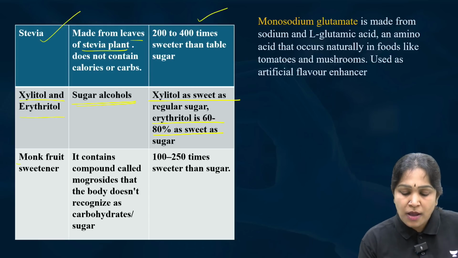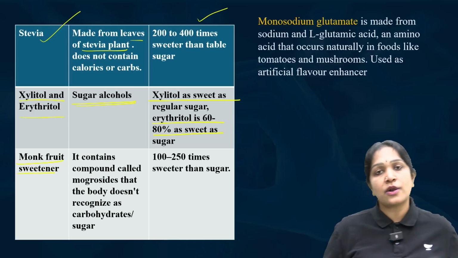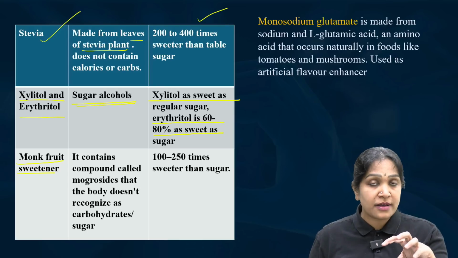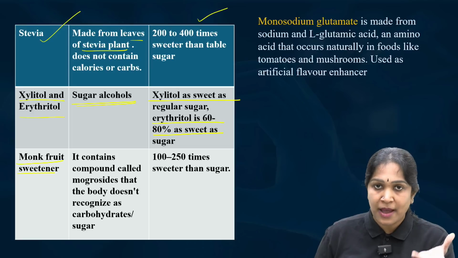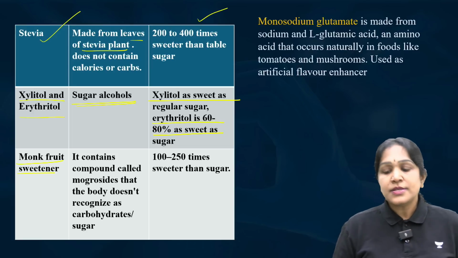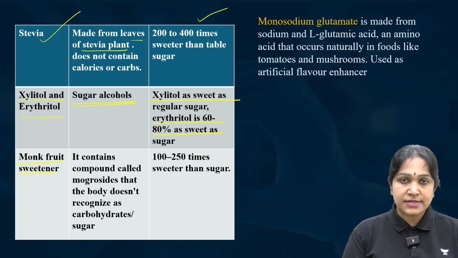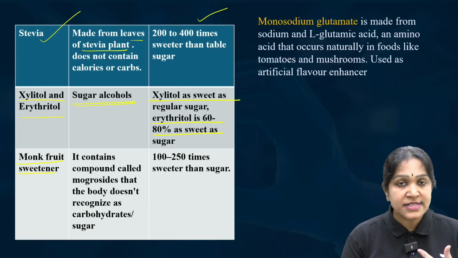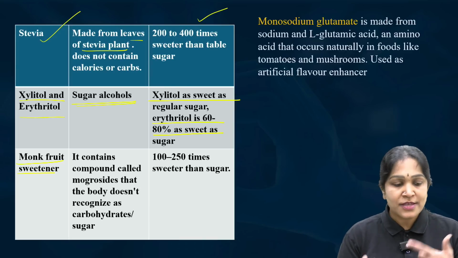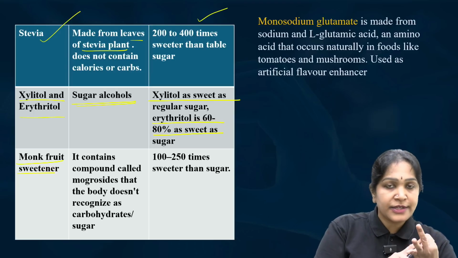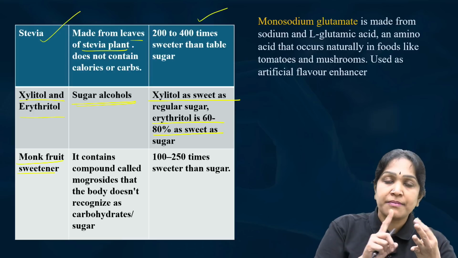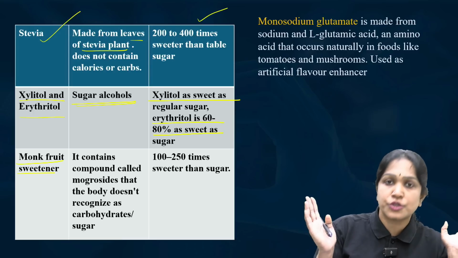Okay. Next, monk fruit sweetener. This also cannot be called an artificial sweetener because it is also made from a fruit, a plant substance called monk fruit. Okay. So these are the artificial sweeteners, or the sweeteners which are not sugars, or the sweeteners which are modified sugars. Sucralose, xylitol, erythritol are modified sugars. Aspartame, neotame, etc. are not sugars.